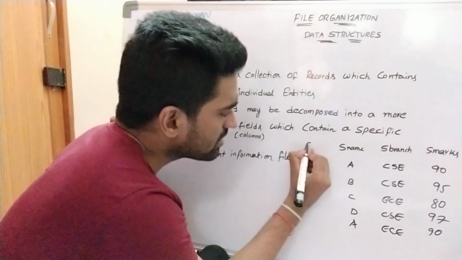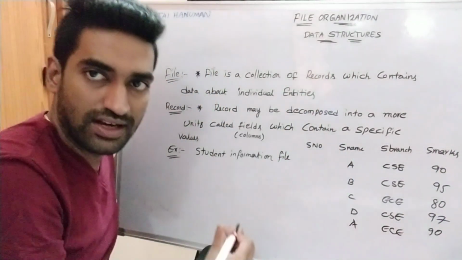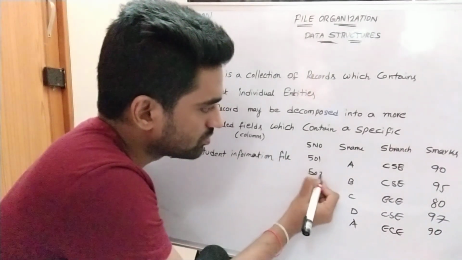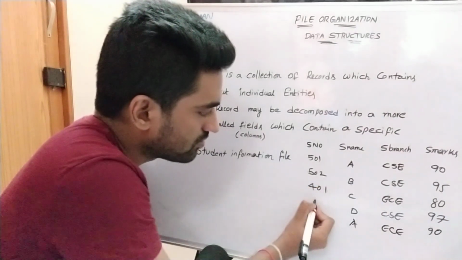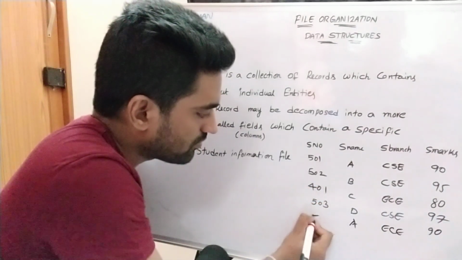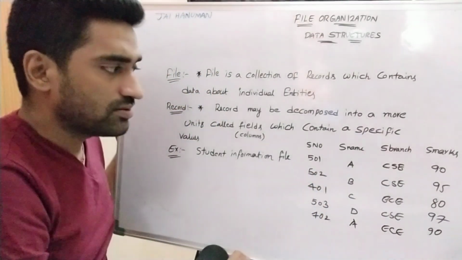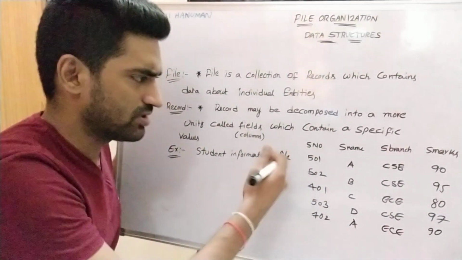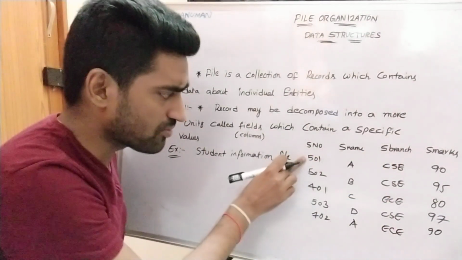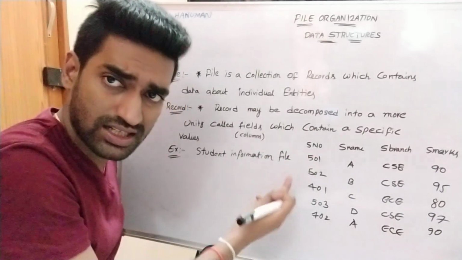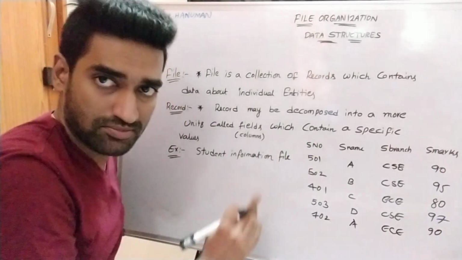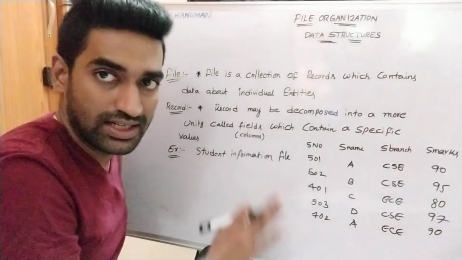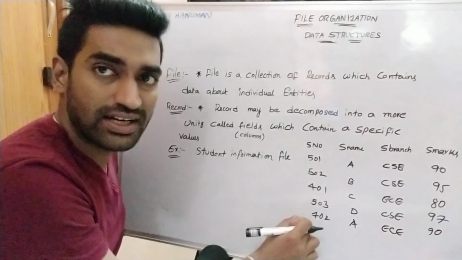So suppose here I am adding one more field, student number. So 501, 502, 401, 503, 402, right? So suppose if I want to retrieve the 501 information, you can easily retrieve. Why? Because no two students contain the same student number, right? So each and every row is uniquely identified by one field. That field is called student number.